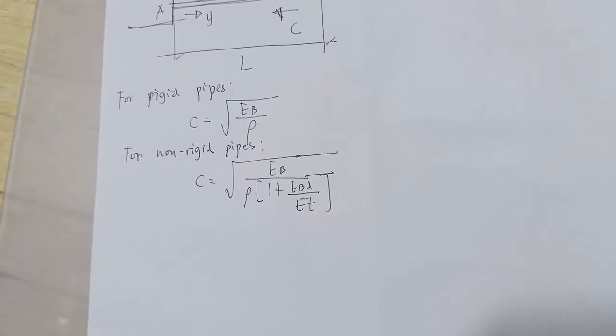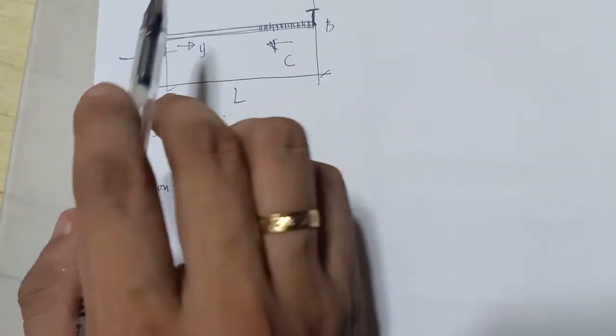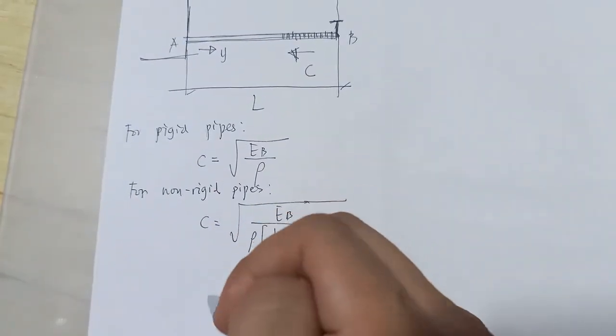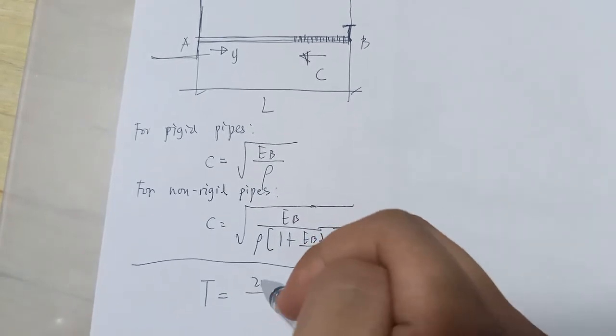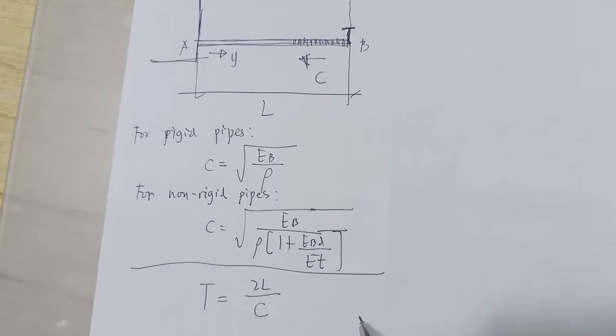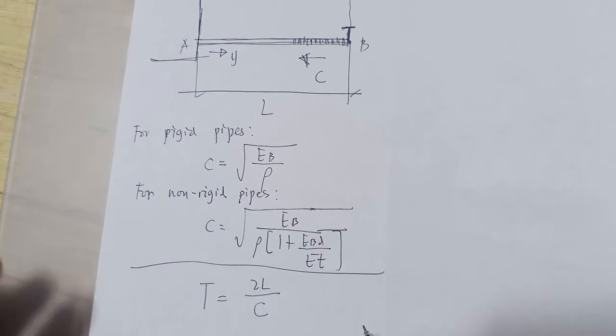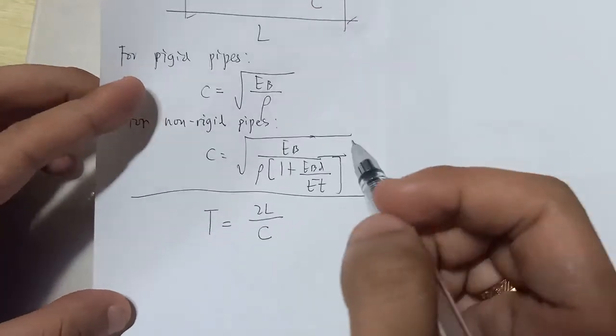The time for the pressure wave to travel from A to B, or back again, is called T equals 2L over C. For instantaneous closure, the time of closure TC in seconds is 0, instantaneous.